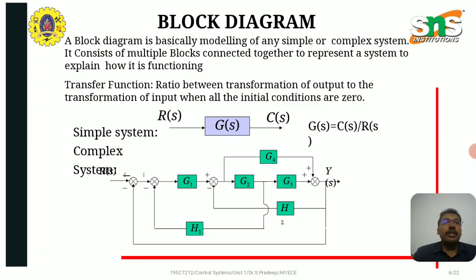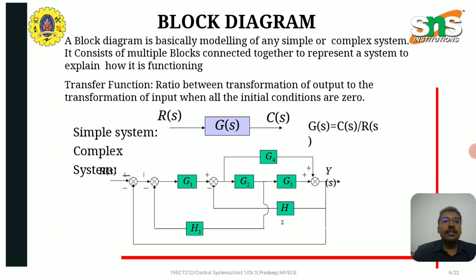The block diagram is basically modeling of any simple or complex system. It consists of multiple blocks connected together to represent a system to explain how it is functioning. The transfer function is the ratio between transformation of output to the transformation of input when all the initial conditions are 0.